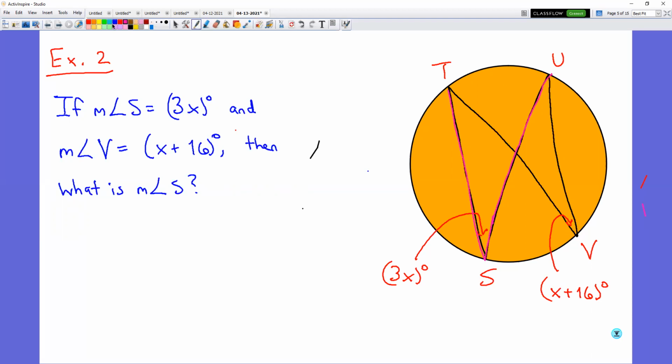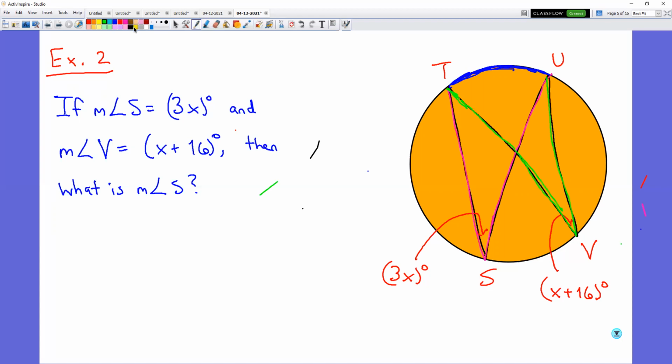And notice that this angle is facing this arc, which is TU. So angle S is facing TU. But if you look at angle V, notice that angle V, if I highlight that angle, it too is facing arc TU. So since both angle S and angle V are facing the same arc, they're intercepting the same arc, that means they are congruent to each other.